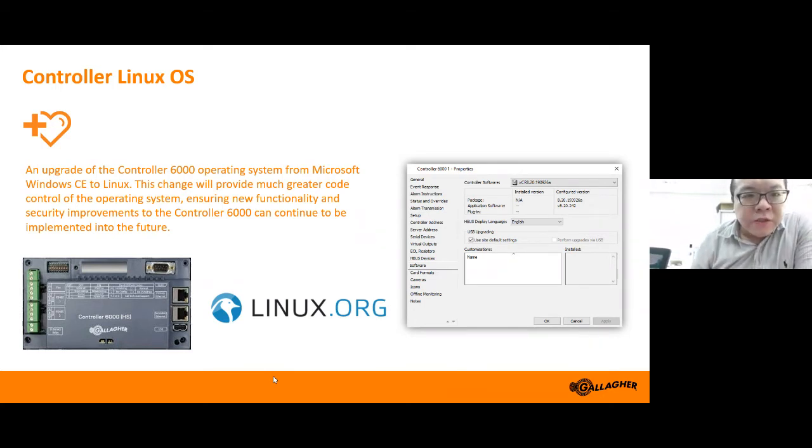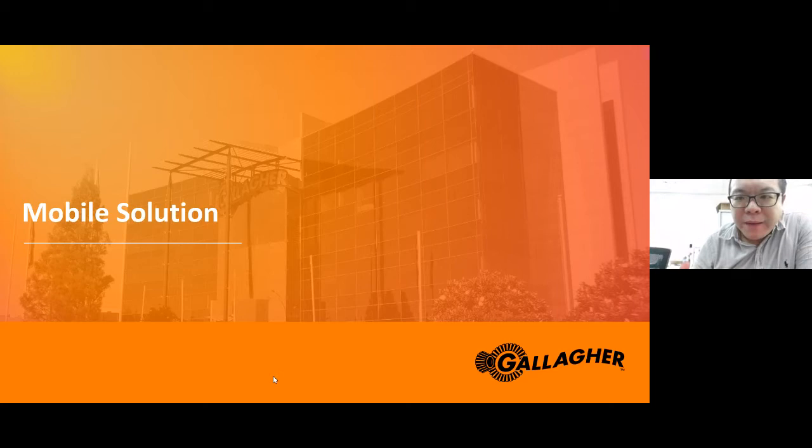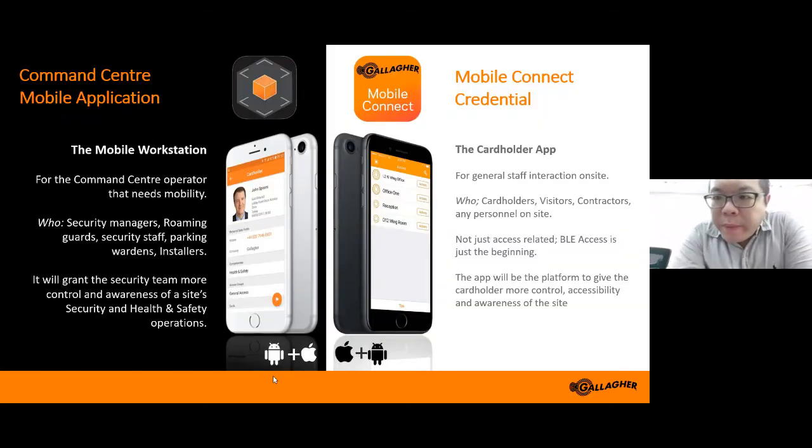Okay, so next we will go through some updates on the mobile solution. As you all probably know, there are 2 different mobile apps from Gallagher. The left-hand side is the Command Center mobile application, which is a handheld version of the workstation. And the right-hand side is the Mobile Connect credential, which is used as a virtual card inside the mobile to access the door via Bluetooth or NFC.